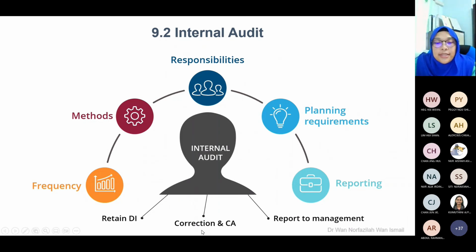Okay. Correction and corrective action. What are the correction needed from the internal audit results? And what are the corrective action that you need to do before the external audit take place? Okay. And report to the management. Any results from the internal audit, jangan pula, oh banyaknya NC kita masa internal audit ni. Tak apalah, tak payah bagi tahulah, kita buat correction sendiri-sendiri je. No. Okay, any results from the internal audit, you need to report to the management, even though there are so many non-conformities.